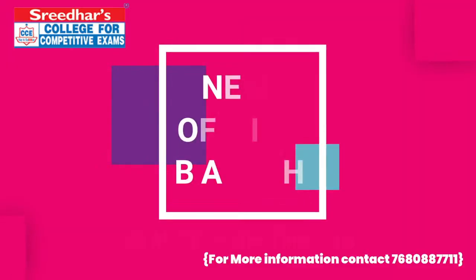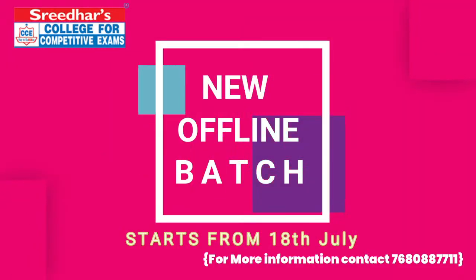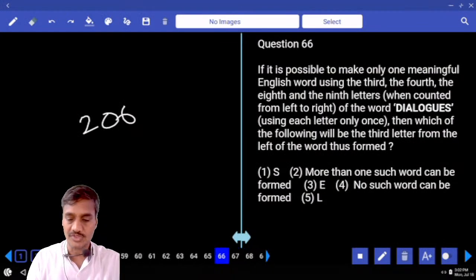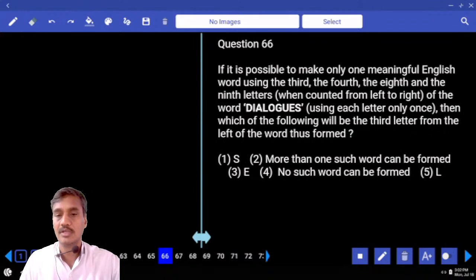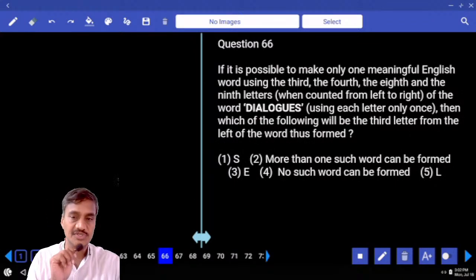Now paper number 206. In this one, reasoning questions start from question number 66 onwards. Then coming to question number 66.